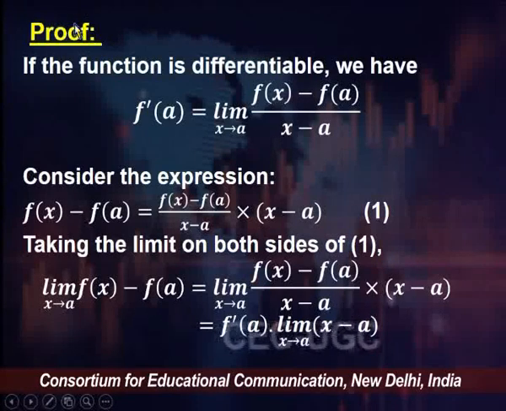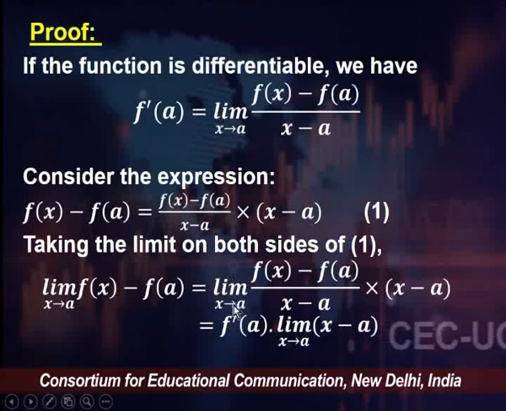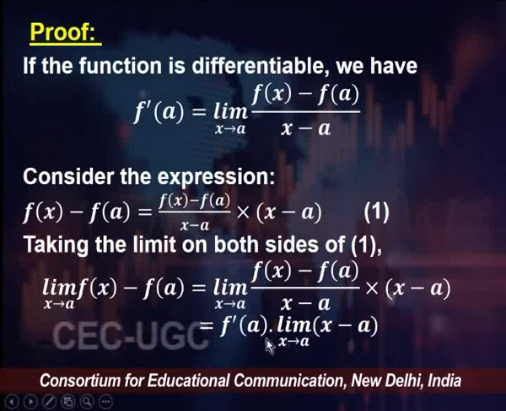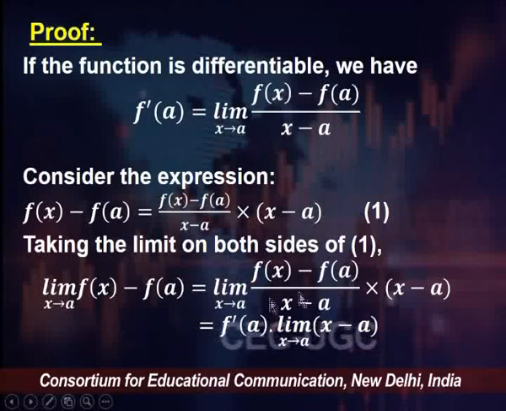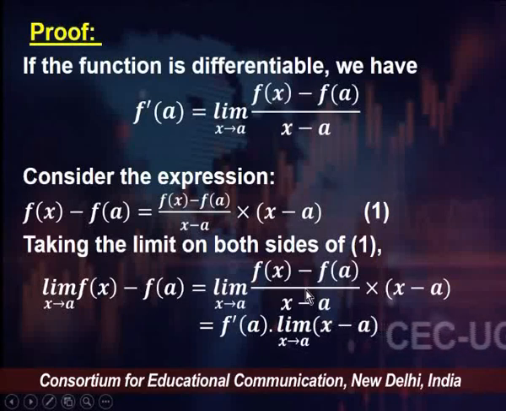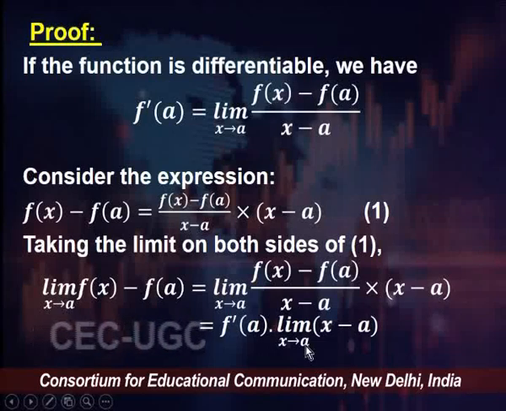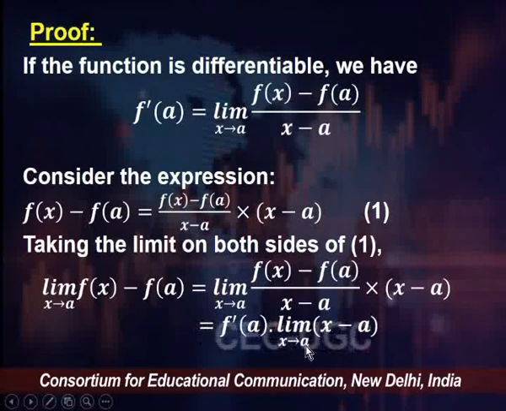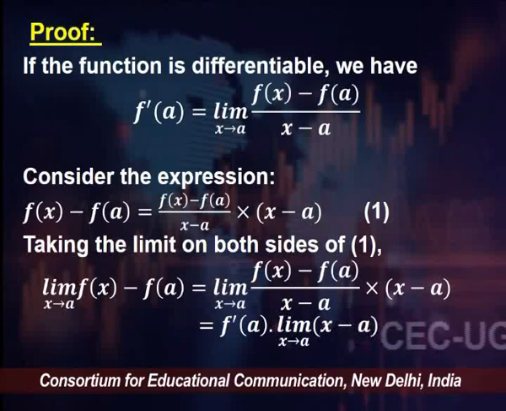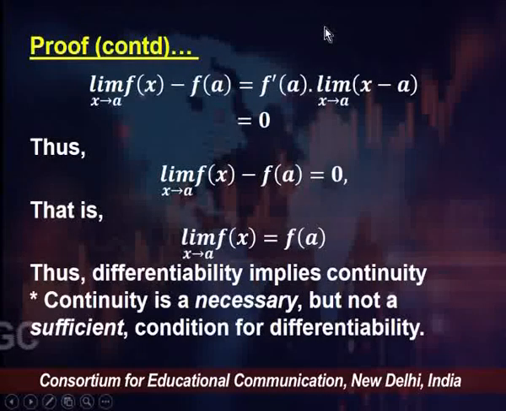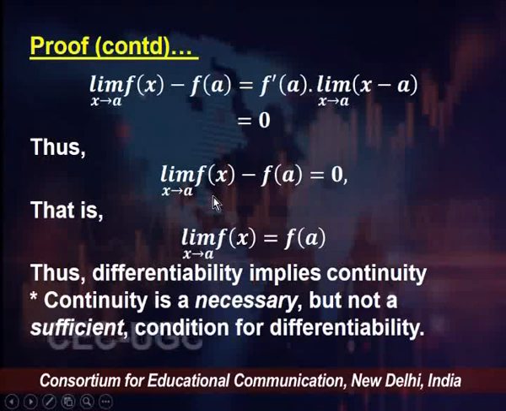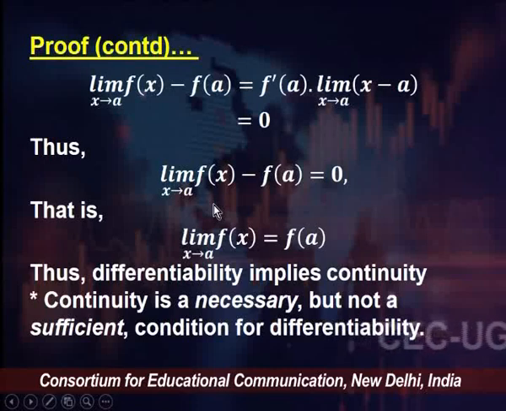Now because f prime at a is this first expression for the limit, and because the limit of the product is the product of the limits, if I apply the limit to the first part of this expression on the right hand side, that will give me f prime at a, multiplied by the limit of x minus a as x tends to a, which you know is going to be 0. So we now have that the limit of f of x minus f of a as x tends to a is equal to 0.